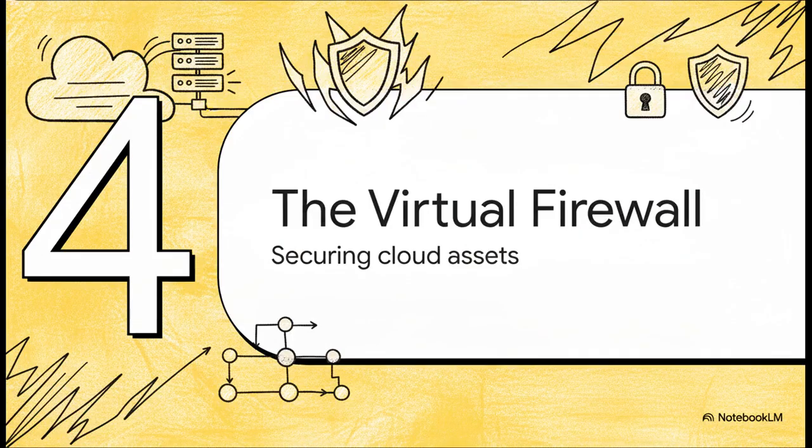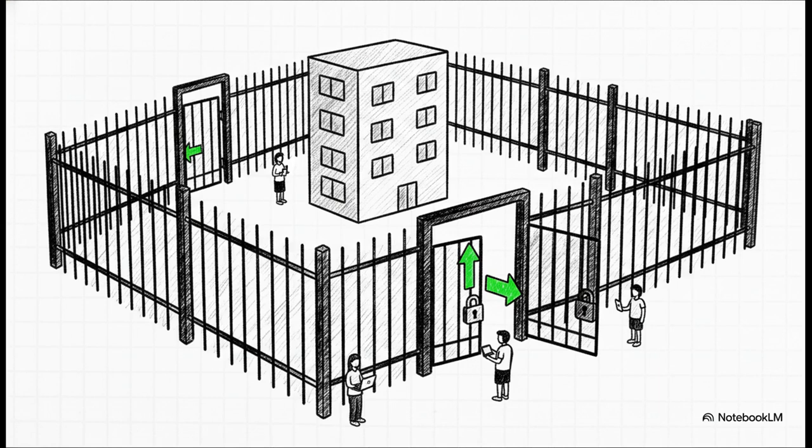Moving right along to Section 4, building the virtual firewall, securing your cloud real estate. Because leaving a server wide open on the internet, yeah, that's a recipe for disaster. In AWS, your firewall is called a security group. Imagine your EC2 instance is an apartment building, okay? The security group is the giant digital fence running around the perimeter.